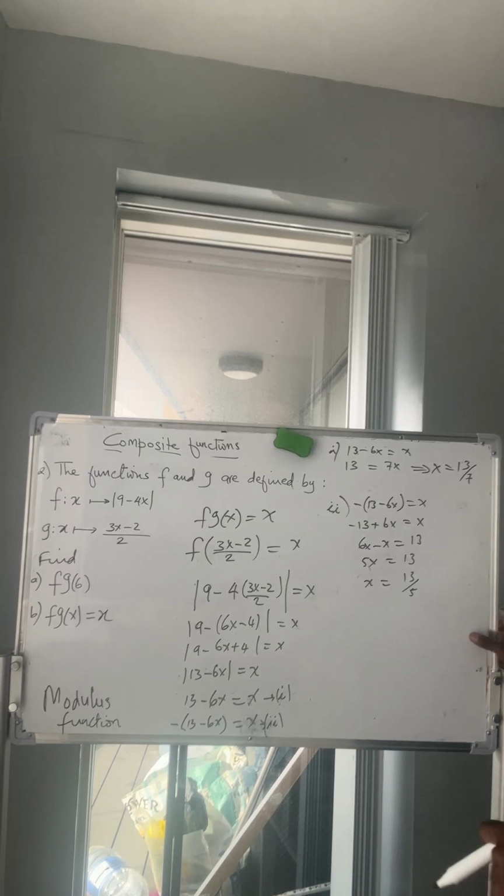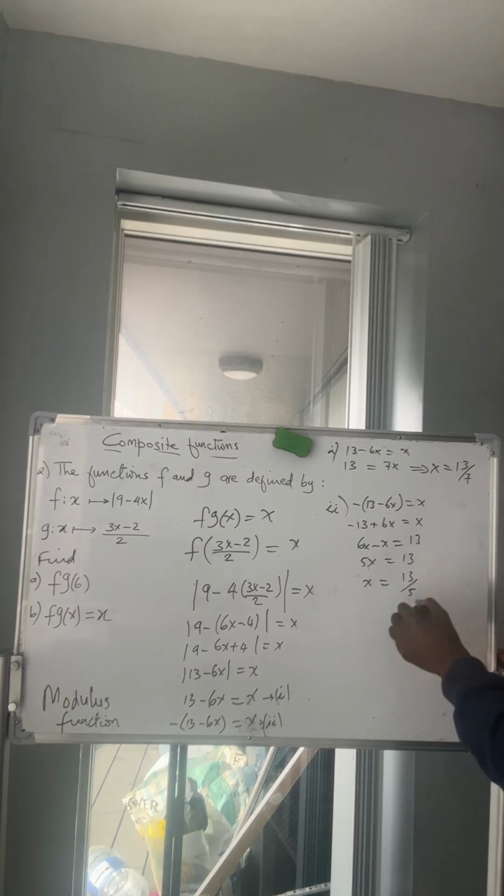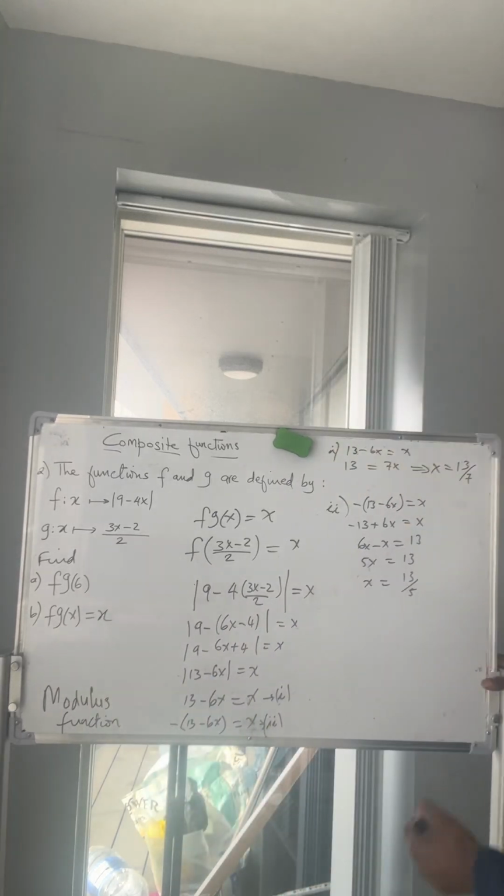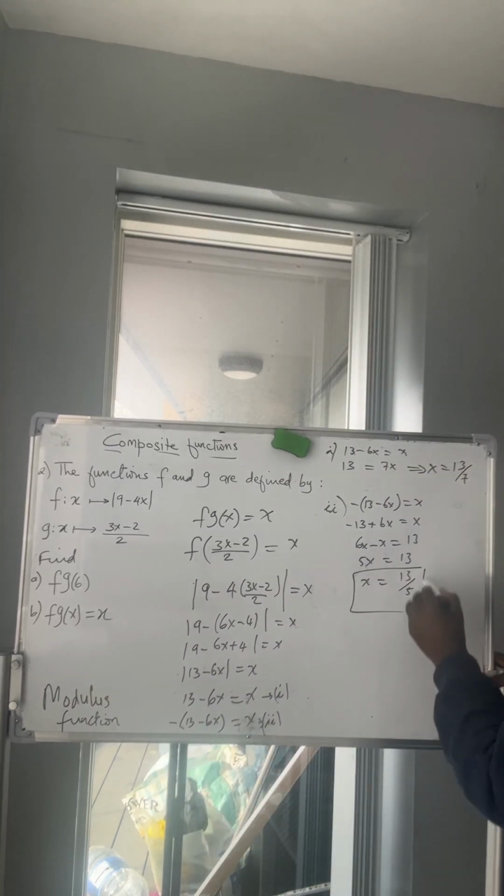So you're having two answers. First one is 13 over 7 and the second one is 13 over 5 for this modulus function. So these are your answers. If you are asked to find f of g of x equals x, this is one of the answers.